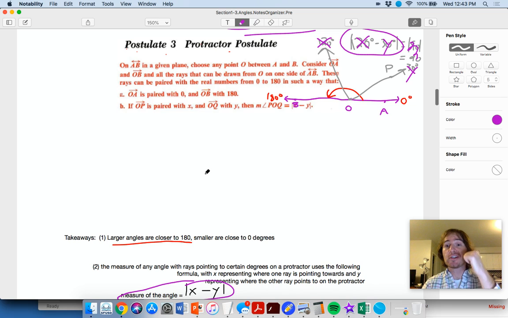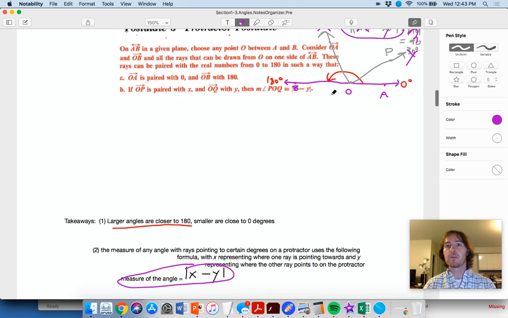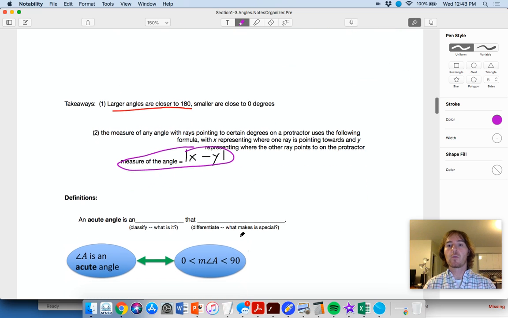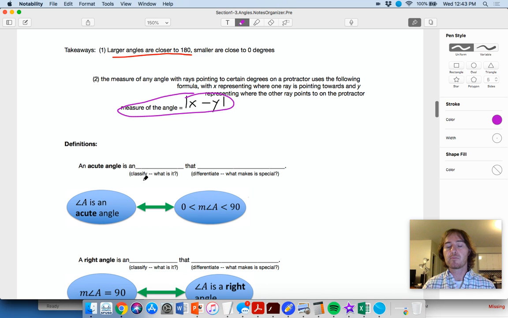Okay, protractor postulate, not super important, just tells us that any angle measurement is between 0 and 180 degrees. The largest is 180, and then smaller ones are less than that, down to 0 degrees. And then it's a little formula for solving for it when we're using a protractor. Anyways, let's get to some definitions. These are names of different types of angles.